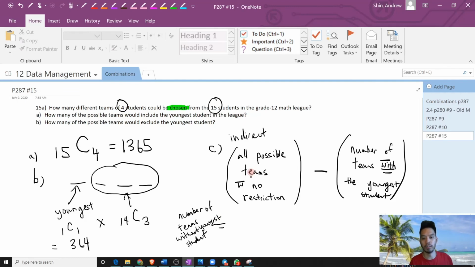So we've already calculated both these two things. All possible teams with no restriction is 1365, minus the number of possible teams with the youngest student, which is 364. And that answer will be 1,001 possible teams that would exclude the youngest student.